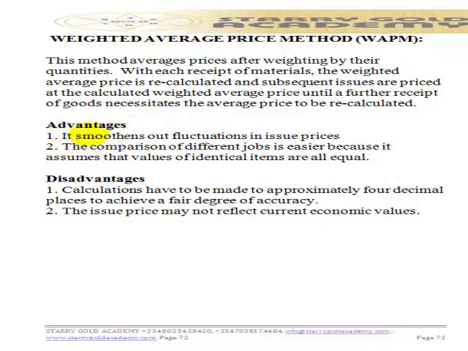Our advantage of this method is that it smoothens out fluctuations in the issue prices. The comparison of different jobs is easier because it assumes that values of identical items are all equal. However, the disadvantage is that calculations have to be made to approximately 4 decimal places to achieve a fair degree of accuracy. The issue price may not reflect current economic prices.